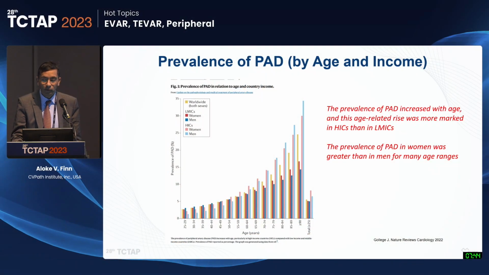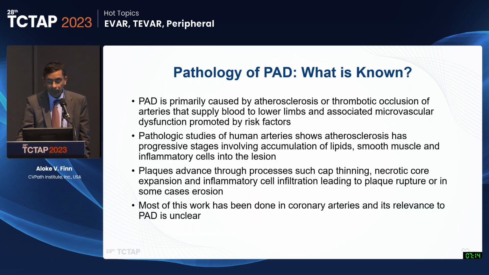You're all familiar with this, but the prevalence of peripheral arterial disease by age and outcome, you see on this graph that the prevalence increases dramatically with age, and the rise is more marked in high-income countries and low-middle-income countries. The prevalence of PAD in women was greater than that for men in many of the age ranges. But you can see that PAD is a fairly prevalent disease, and we should expect to see it in a fair number of our population as the population ages.